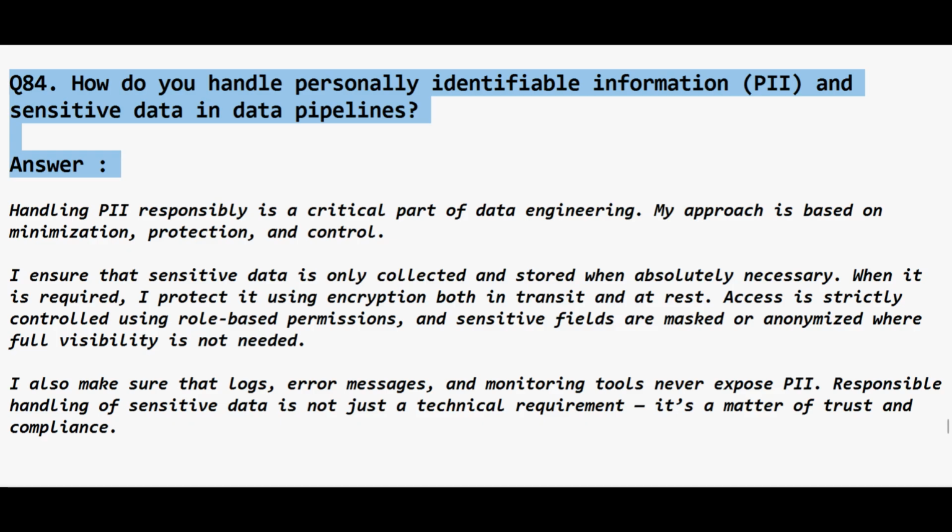Access is strictly controlled using role-based permissions, and sensitive fields are masked or anonymized where full visibility is not needed. I also make sure that logs, error messages, and monitoring tools never expose PII. Responsible handling of sensitive data is not just a technical requirement, it's a matter of trust and compliance.